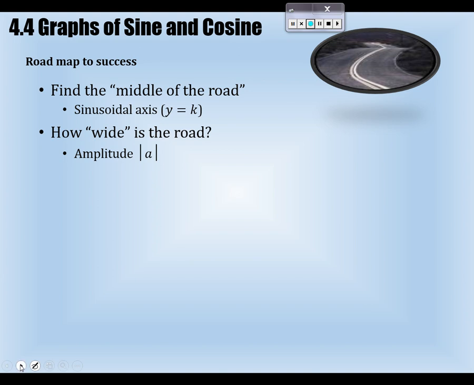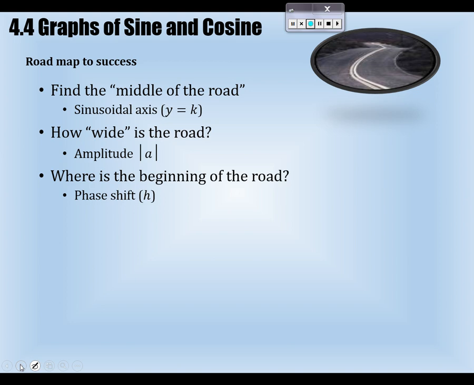And then the next thing you might think about is where's the beginning of the road? And for that we might need to consider something we haven't considered yesterday yet, and that's the phase shift. Remember, H is our letter that we assign to that value. Where is the end of the road? Well, if you already know where the beginning of the road is, H, where is the end of the road? H plus the period, or 2 pi over b if we're working in radians, right?